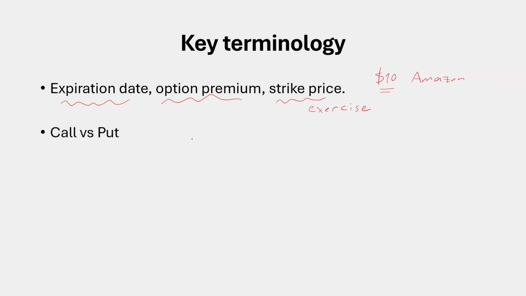Now, there are two main types of option contracts. One type is called call. Essentially, this gives the option holder the right to purchase the asset. Okay, so the call option gives you the right to purchase Amazon shares, whereas a put option gives you the right, but not the obligation, to sell them. Okay, so call is a right to buy, and put is a right to sell.